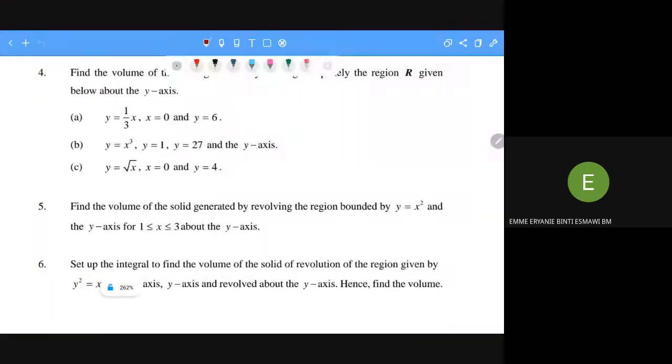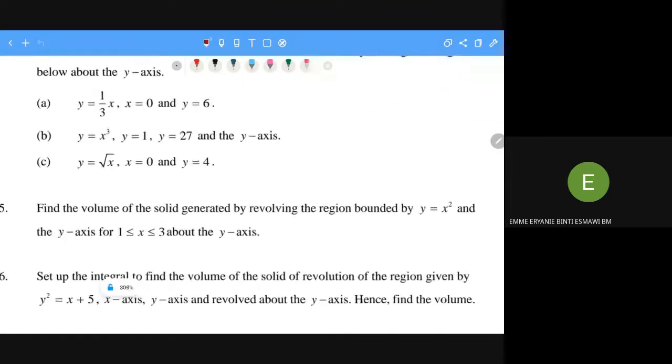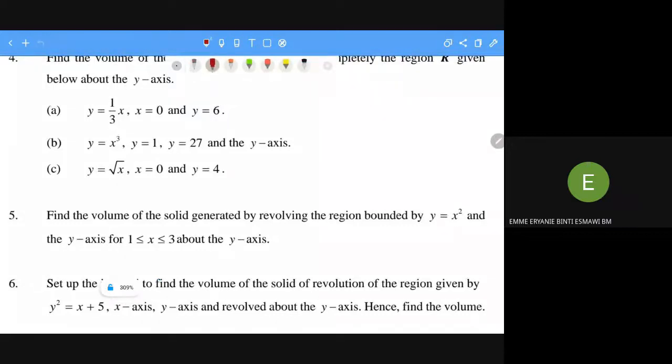Find the volume of the solid generated by revolving the region bounded by y equals x squared and the y-axis for x between 1 and 3 about the y-axis. Okay. Jadi keyword. Kita kena identify keyword dulu. The first keyword is rotated, revolving. Revolve tu maksudnya rotate about the y-axis. Terus kita tulis formula. Okay. Tanpa membuang masa lagi, kita tulis formula.